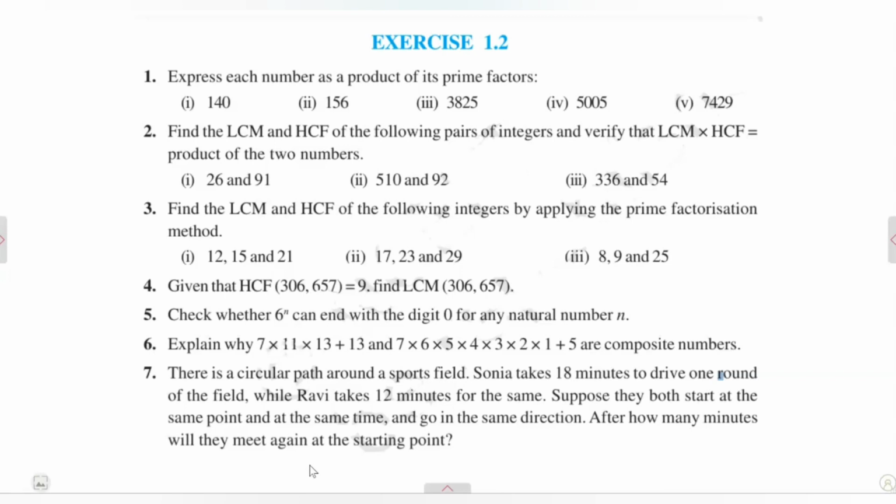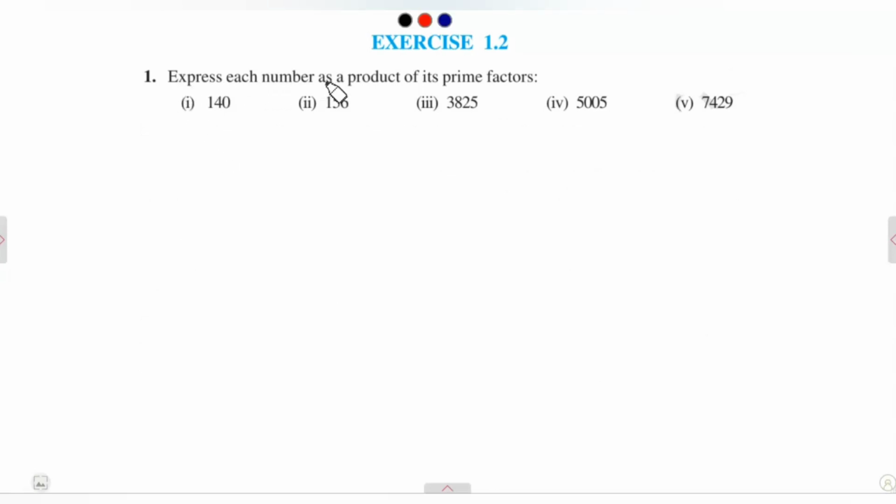Hello everyone. Today in this video, let us discuss all these sums from 1 to 7 from exercise 1.2, which are based on theorem 1.2, the fundamental theorem of arithmetic, which we have learnt already in the previous video. Okay, so let's start. Coming to the first question: express each number as a product of its prime factors.